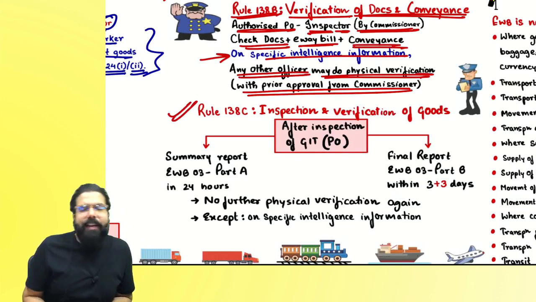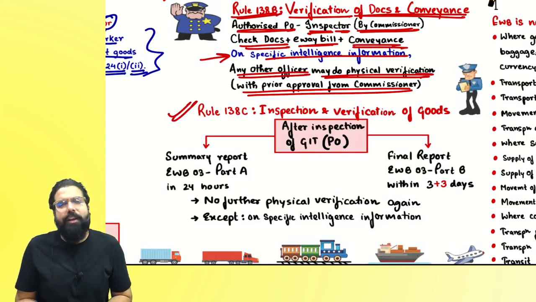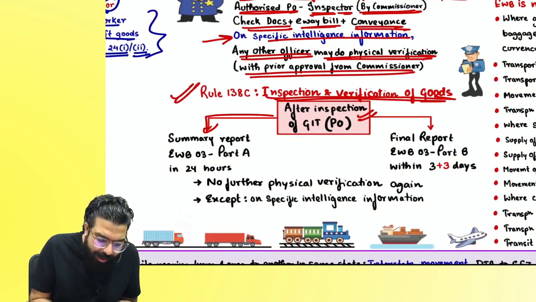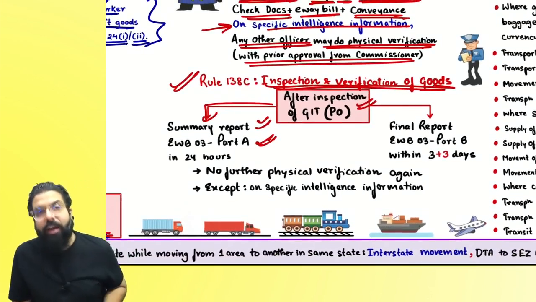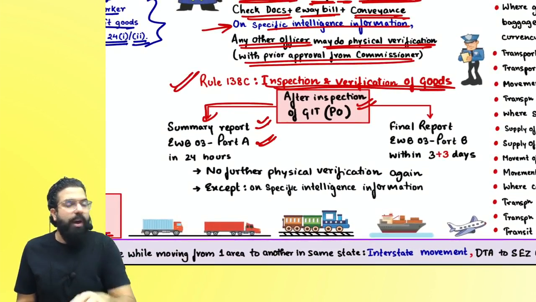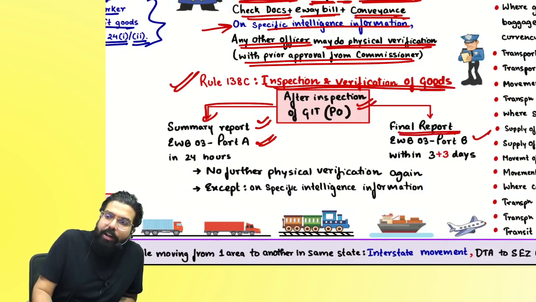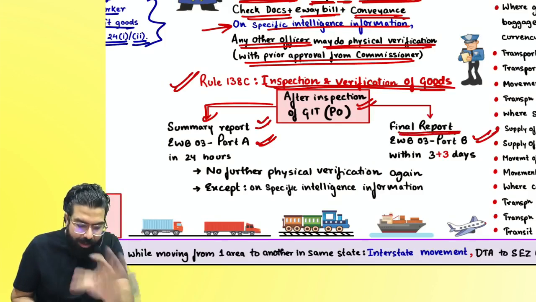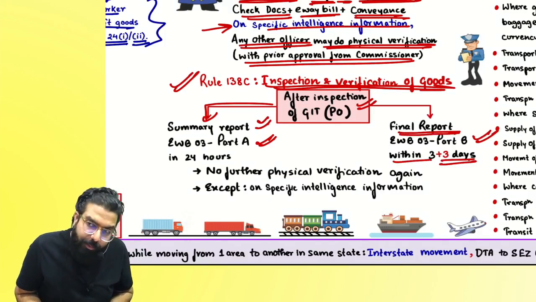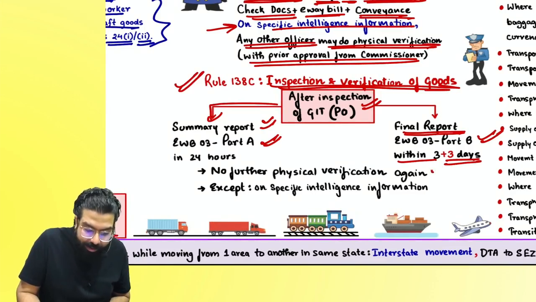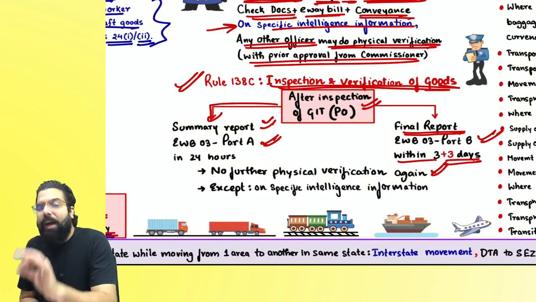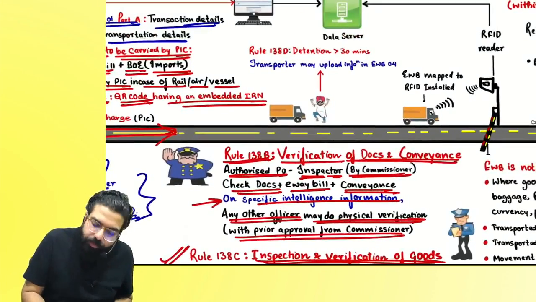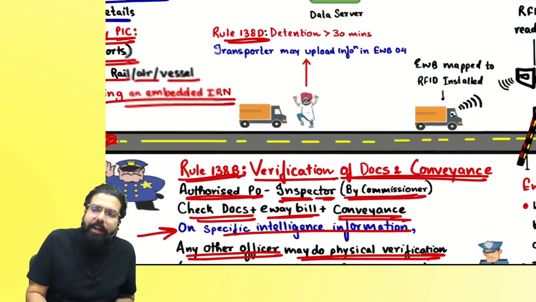Rule number 138C says that once the inspection and verification of goods in transit is done by the proper officer, he will go online and upload a summary report in GST EWB 03 Part A within how much time? 24 hours. And he will upload the final report in GST EWB 03 Part B within how much time, everyone? Within 3 days, plus a 3-day extension can be given by the commissioner. Once the checking is done, no physical verification will happen again unless there is specific intelligence information which has been received.